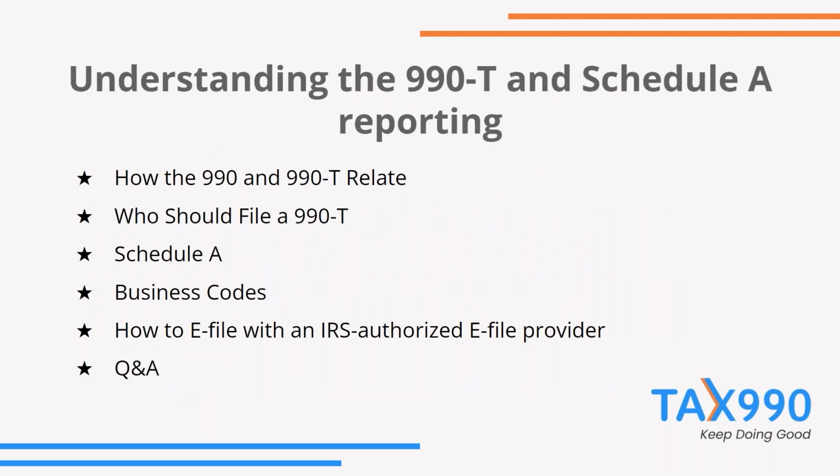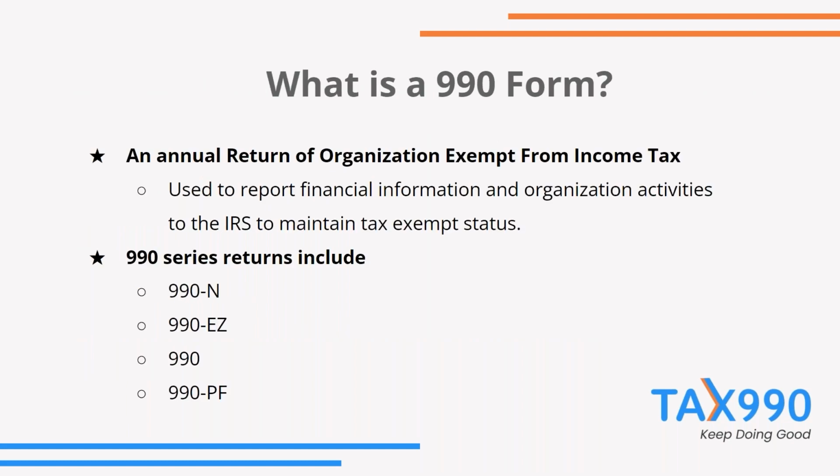During the webinar, we're going to talk about the 990 form and how it relates to the 990T. Who should file a 990T? Schedule A associated with the 990T, the business codes, and how to file with an IRS authorized e-file provider. And then as mentioned, we'll have a Q&A towards the end. So let's go ahead and just jump right in. So first off, we're going to talk about what is a 990 form.